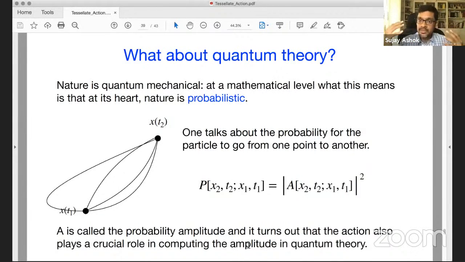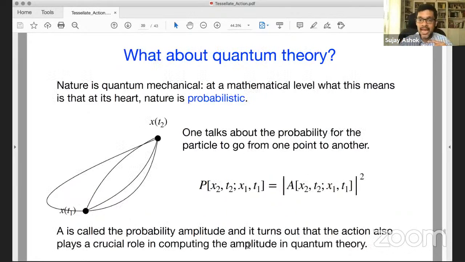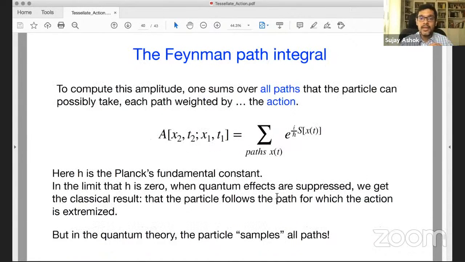The old quantum theory indeed had some other rules to compute these probabilities that look nothing like what I just said. But it was Richard Feynman who realized that all of those rules of quantum mechanics can be obtained by a modified action principle. The modified action principle says that this amplitude for the particle to go from A to B can be computed by summing not the action, but the exponential of the action over all paths.